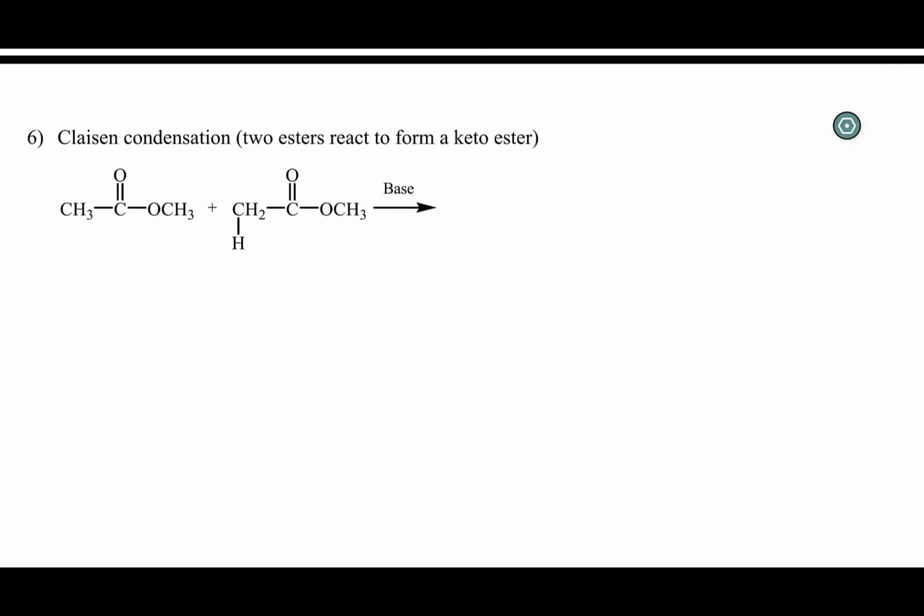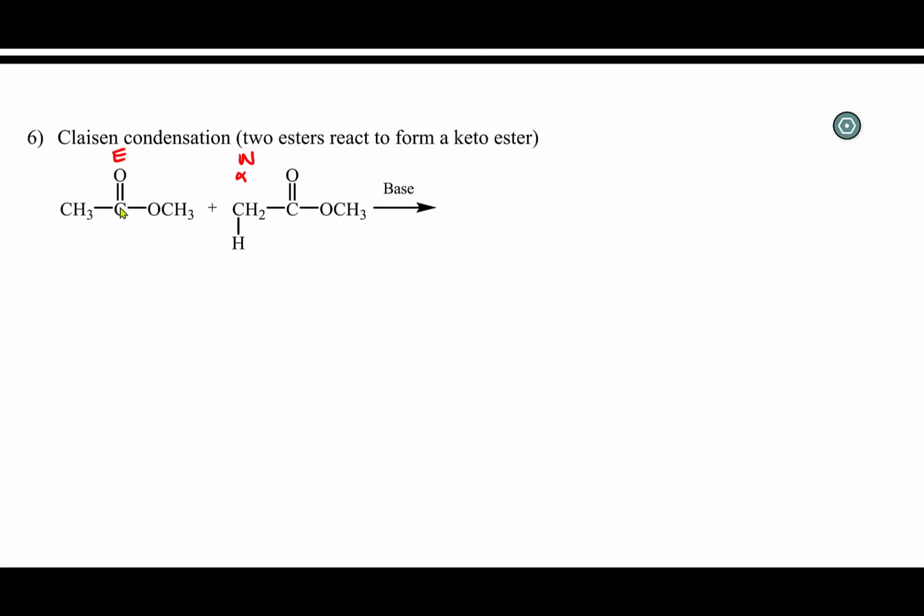So one is going to be the nucleophile, and the one I've drawn the hydrogen out on, that's this one here. This one will be my nucleophile. And then the other one, that's this one over here, that'll be my electrophile. So I have my alpha carbon, that's the nucleophile, and my carbonyl, that's the electrophile.